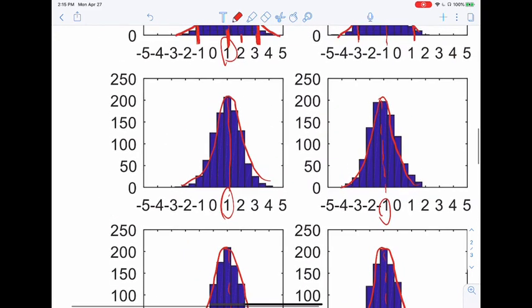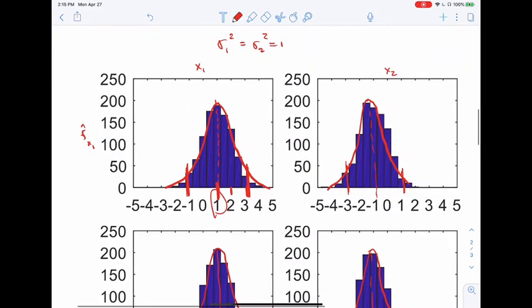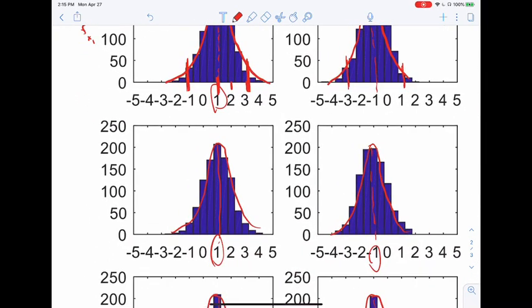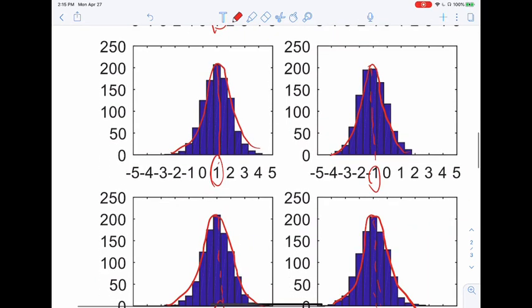If I gave you any set of these marginals, you would come to about the same conclusion, that they all seem to be normal. The left set of marginal distributions seem to be unit variance and mean 1, and the right side seem to be unit variance and mean -1. And beyond that, you can't say much.